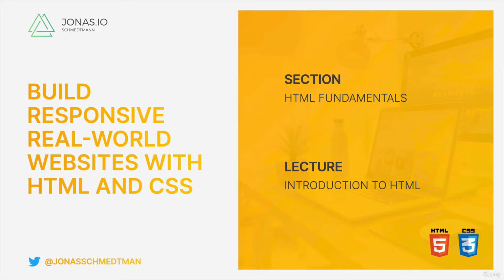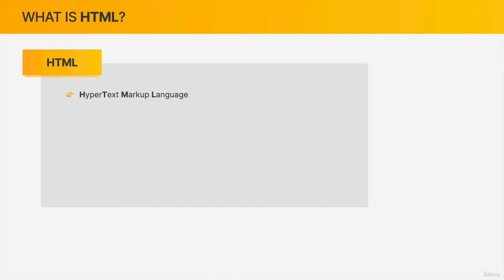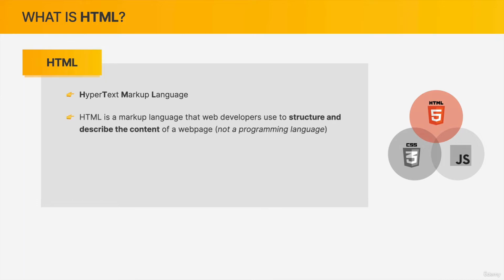Welcome back. Let's now very quickly learn what HTML actually is and what we can do with it. So basically, HTML stands for Hypertext Markup Language. And remember how we learned earlier that HTML is one of the core web technologies along with CSS and JavaScript, right? Now, HTML is a markup language that we web developers can use to structure and describe the entire content of any web page. So notice how I said markup language, because HTML is really not a programming language.